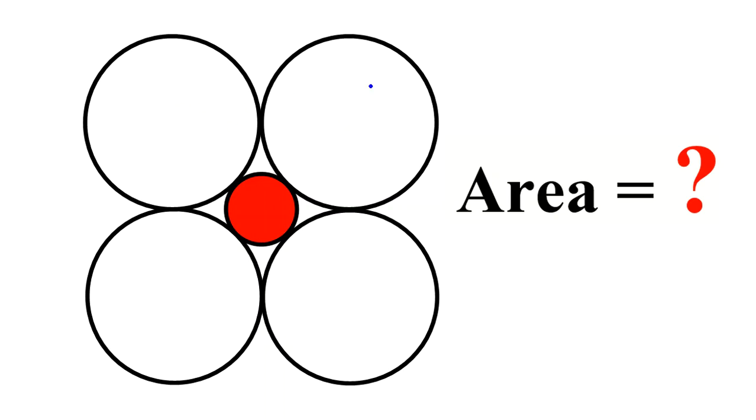There are four equal circles that are externally tangent to each other. This red circle is externally tangent to these four circles. We want to find the area of the red circle in terms of, for example, the area of these circles, or in terms of the radii of these four equal circles.